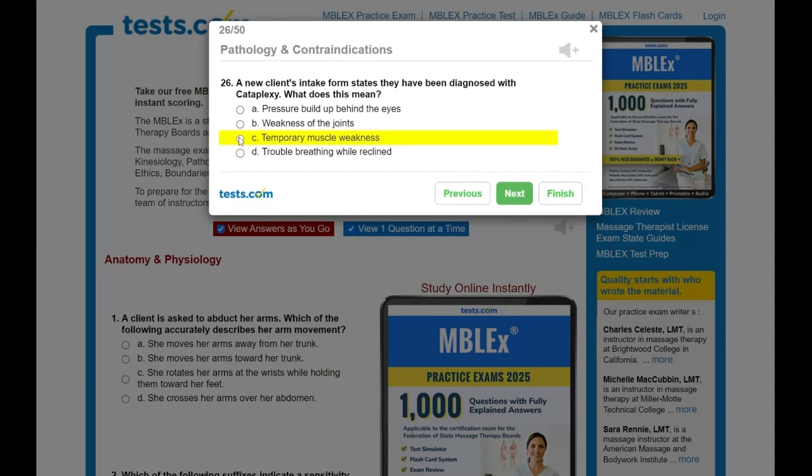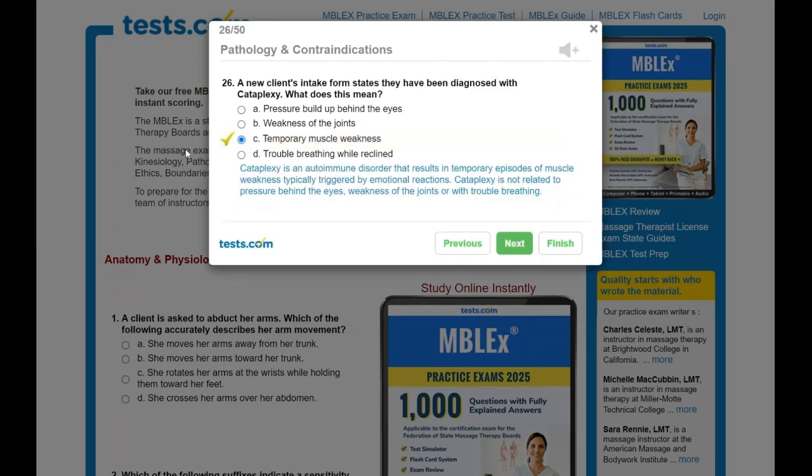C. Temporary muscle weakness. Cataplexy is an autoimmune disorder that results in temporary episodes of muscle weakness, typically triggered by emotional reactions. Cataplexy is not related to pressure behind the eyes, weakness of the joints, or trouble breathing.